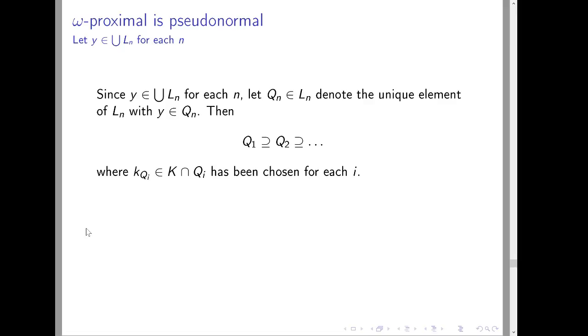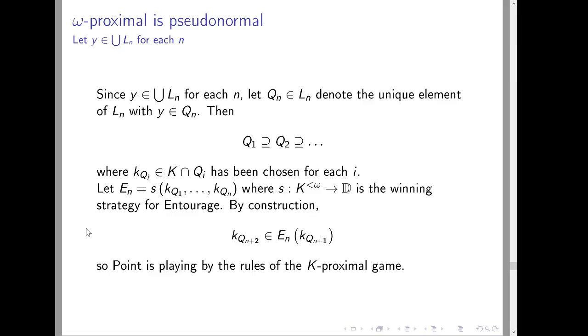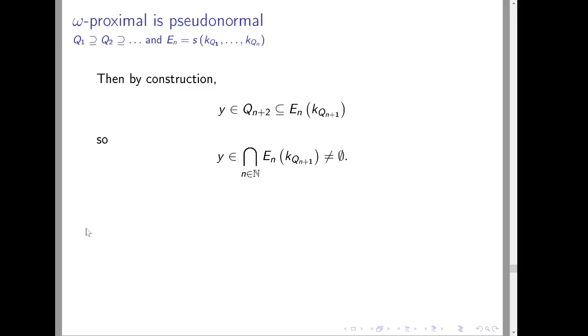And you have these representatives, the k sub qi, which are elements of K that were chosen for each i. And then along the way, we've also been using this winning strategy for Entourage. So again, there's a lot of text up there, but the basic idea is this was constructed carefully enough so that Point is actually playing by the rules of the proximal game here, the K proximal game. And by construction, what we've shown is that y is actually in the intersection of all the balls created along the way in the proximal game. So that intersection is not empty.